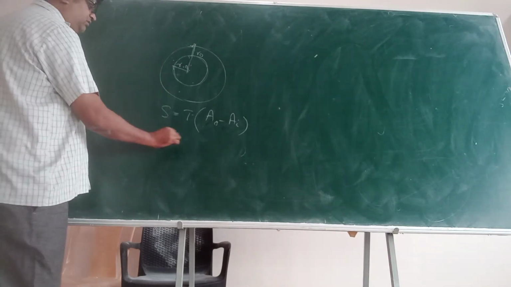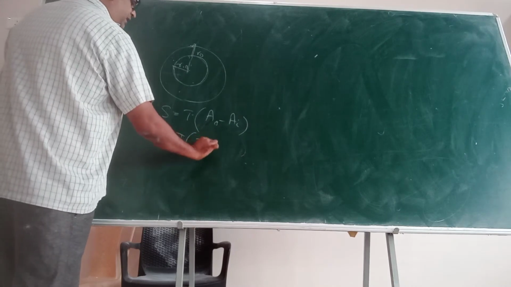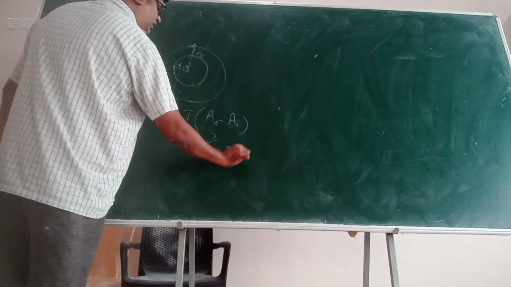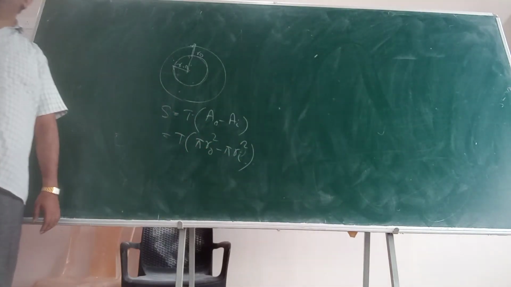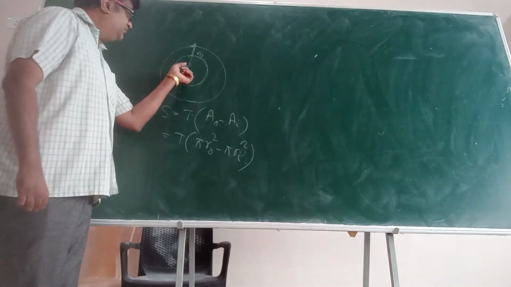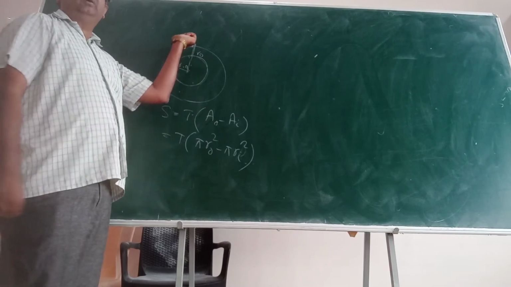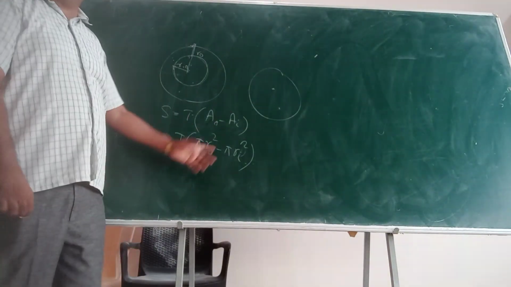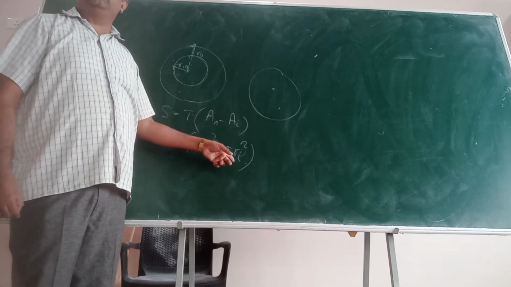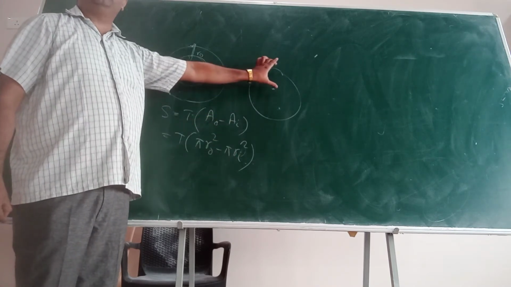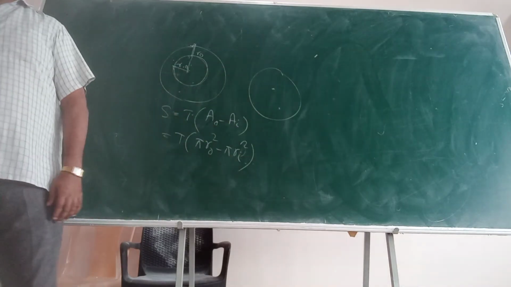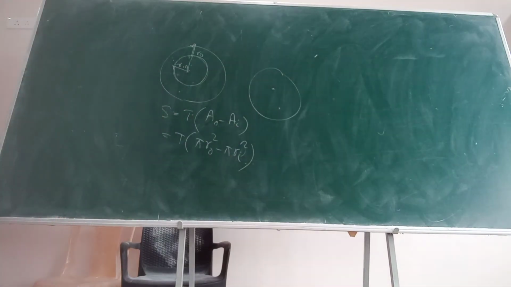So what is the answer now? T into pi (RO square minus RI square). Clear now? Suppose if I say that it got expanded from this point to the outer, it was like this, now it became a circle. What will be the area? The inner will be 0. You will only have this radius. Clear now? Okay? So this is the concept. We'll see a question on this.